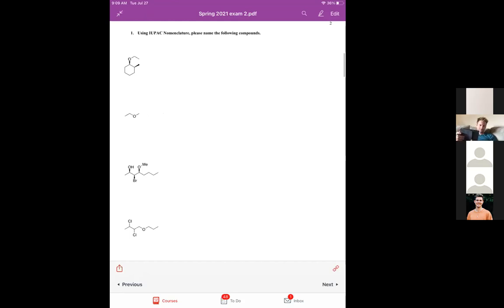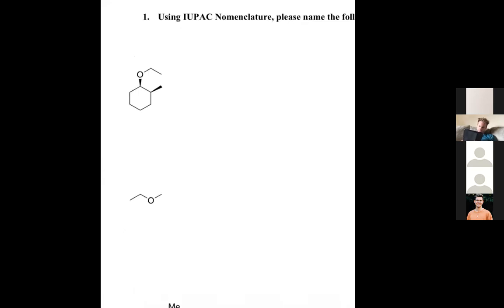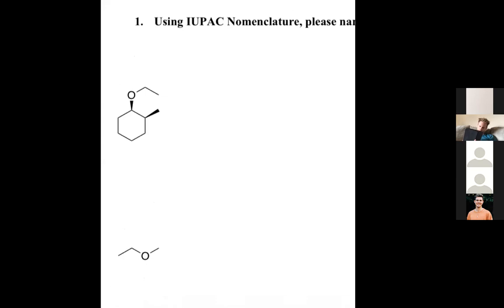All right, let's do some naming. So for this first one, taking a look, we got a cyclohexane. We got this ethoxy group and a methyl group. Realistically, two different ways you could number this. Let's zoom in on these. Either 1, 2, 3, 4, 5, 6, or numbering it the other way. Substituent numbers are going to be the same, which means we're going to go down to alphabetical.